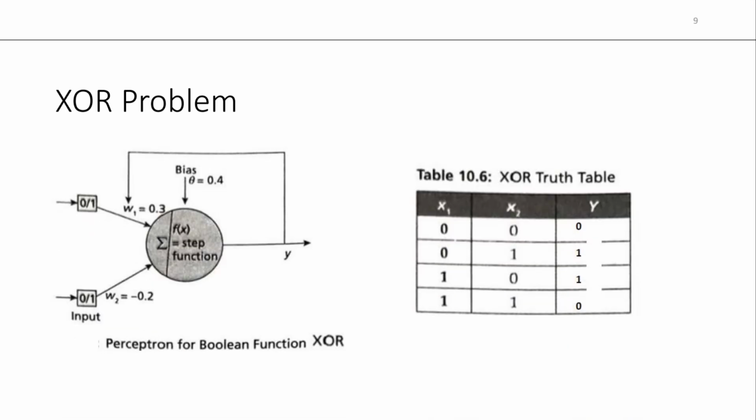XOR problem, this is unsolved. Solve it in the same way. XOR truth table says when inputs are different, 0, 1 and 1, 0, the output value will be 1. If inputs are same like 0, 0 or 1, 1, value is 0. Try this.